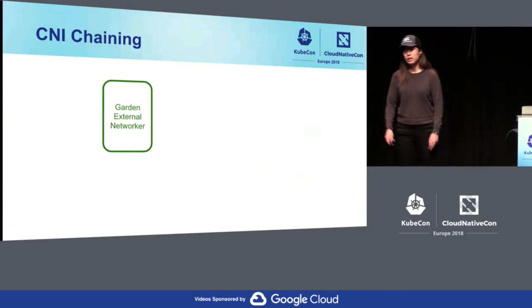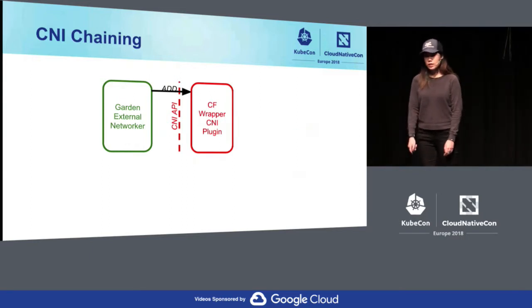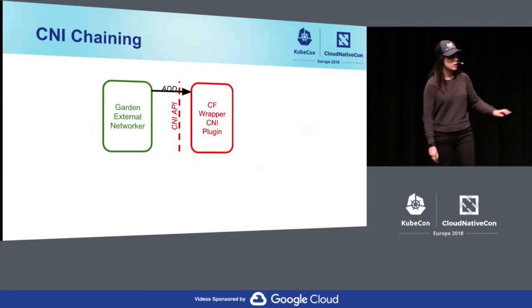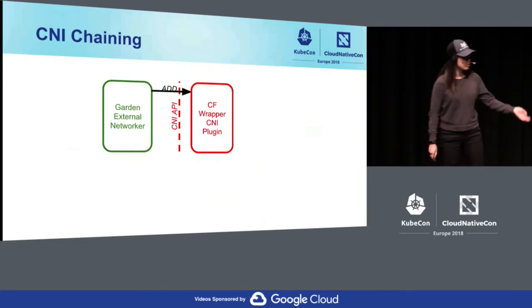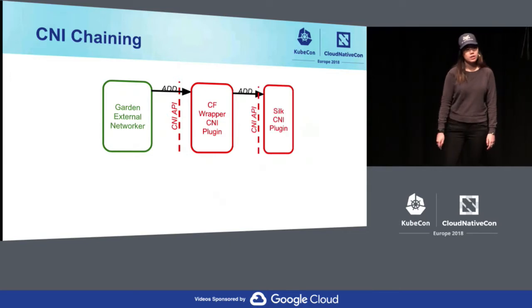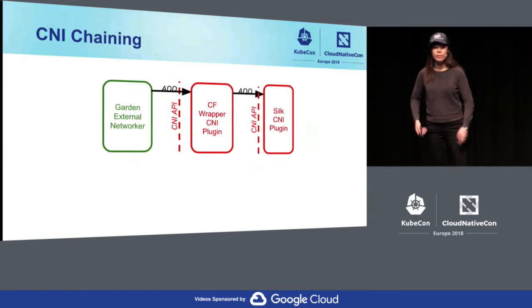which is our CNI client library, call out over the CNI API to the CF Wrapper CNI plugin that we maintain. And this deals with the legacy state of Cloud Foundry that Usha mentioned previously. And then the CF Wrapper CNI plugin then had to delegate out to Silk. So we were nesting plugins in this scenario.